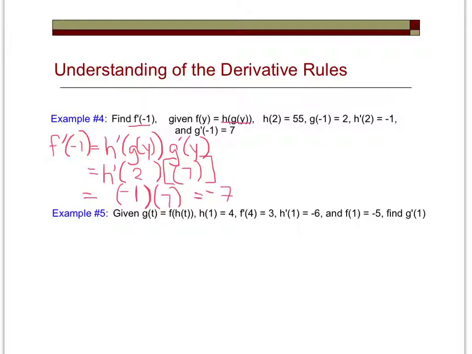Okay? Let's see, the next one also is just the chain rule. And you know what? I'll let you work that one on your own. So if you do it correctly, you should get an answer of negative 18.